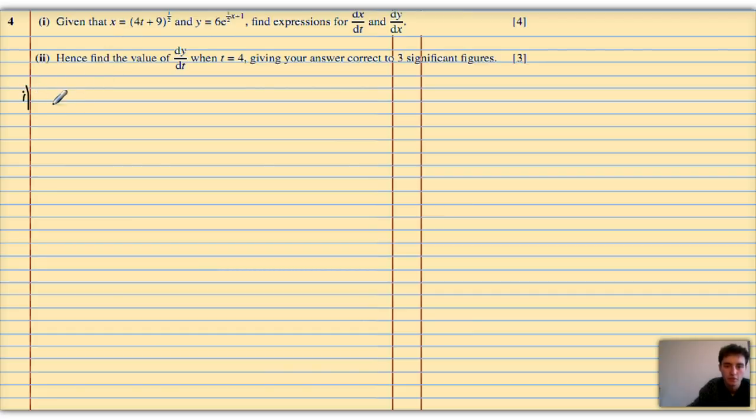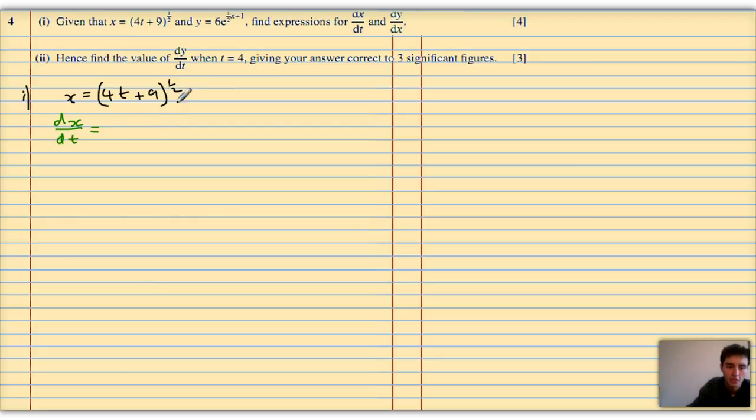So let's do dx/dt first. So if x equals (4t + 9) to the power of a half, then what can we say? Well, let's differentiate. So we're differentiating x with respect to t, so we get dx/dt.